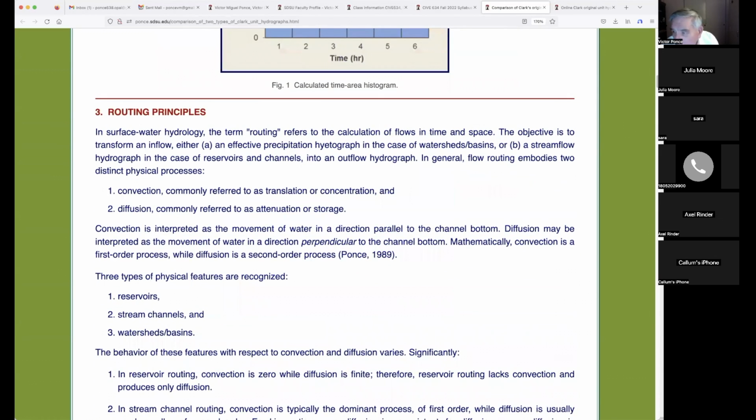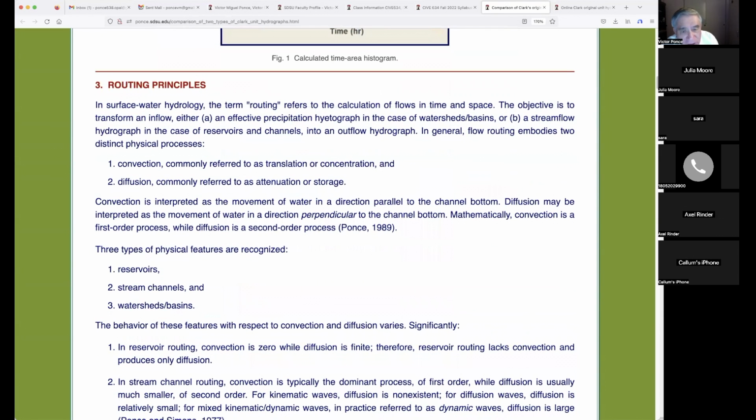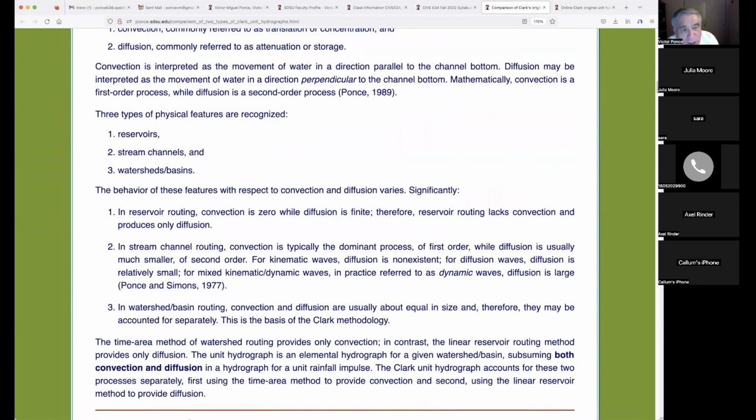Routing principle, we already covered this ground extensively: convection and diffusion, translation and concentration, diffusion, attenuation, and storage. There are three types of physical features: reservoirs, stream channels, and watersheds. Reservoirs is chapter 8 in my book. You can refer to it. You know where the link is. Stream channels, chapter 9, and watershed basins, chapter 10.